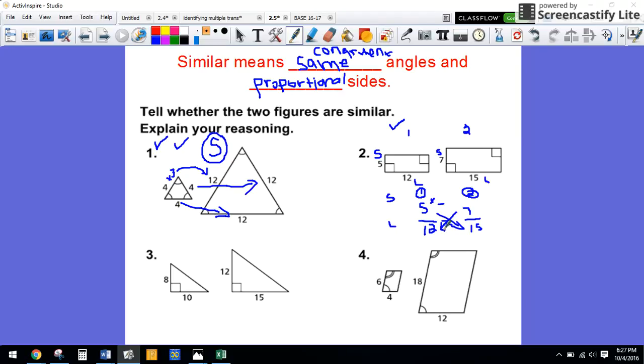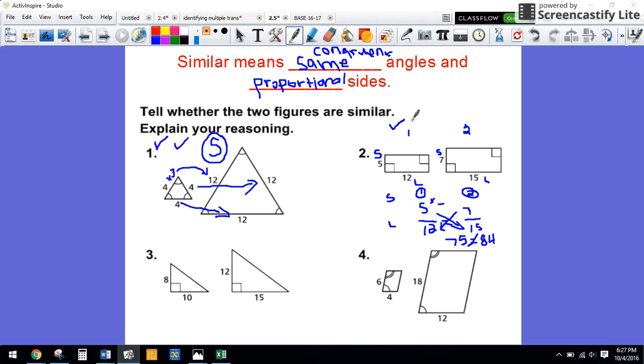Alrighty, so 5 times 15 is 75. But 7 times 12 is 84. So because these do not equal each other, I put a line through here to say they do not equal each other, that means there's no scale factor that'll get us from short side to short side and long side to long side.